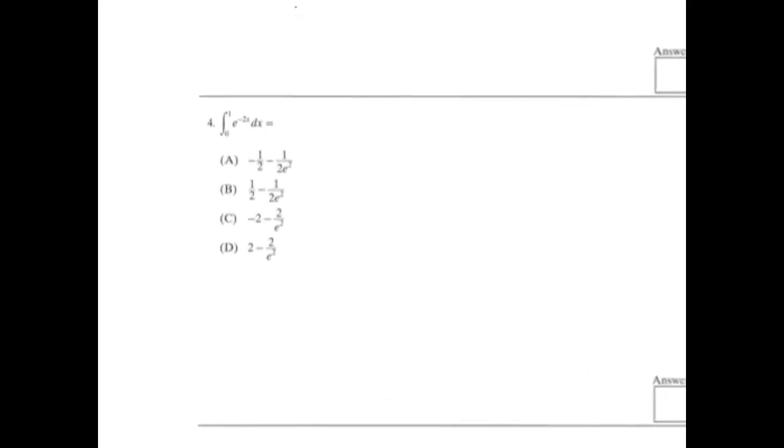The next problem, number 4, is a u sub, so the integral from 0 to 1 of e to the negative 2x dx. How do you know it's a u sub? Well, if you were taking the derivative of e to the negative 2x, then that would have been a chain rule type problem where the negative 2x was the baby. So if we're going to do an antiderivative, then we need a u sub. So our u is going to be that negative 2x. Our du is going to be negative 2 dx.